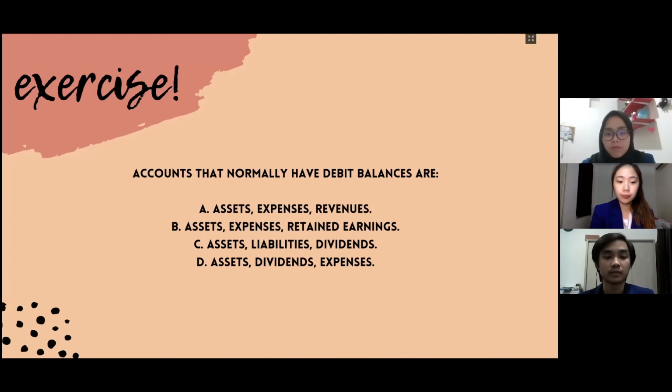Number 2, the answer is D, because the A option, revenues should have a credit balance. The option B, retained earnings or equity should have credit balance. And option C, liabilities should have credit balance.